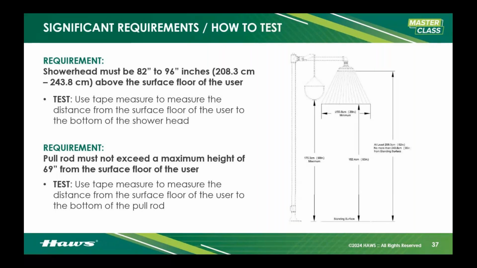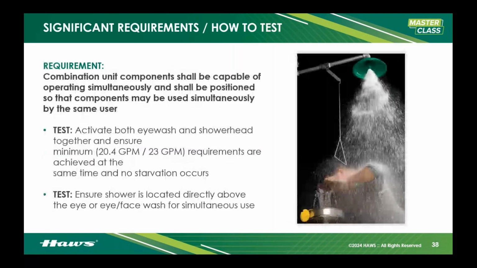There are, of course, pull rods that are extended greatly, much closer to the ground for ADA, ensuring it's within reach ranges and that we can activate it from a wheelchair if necessary. Now the combination unit components have to be capable of operating simultaneously and have to be positioned so that the components may be simultaneously used by the same user. Just like you see here in the photo, the shower has to be aligned with the eye wash or eye face wash for simultaneous use.